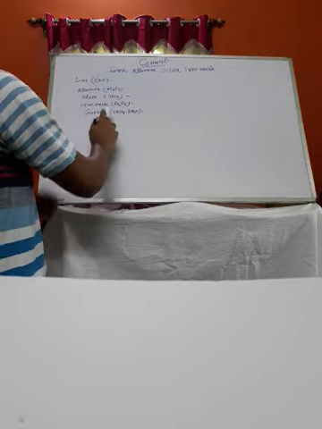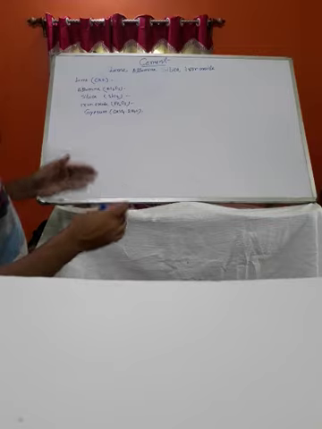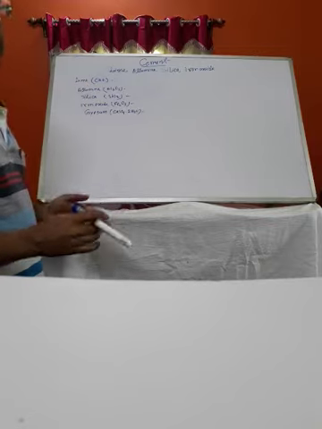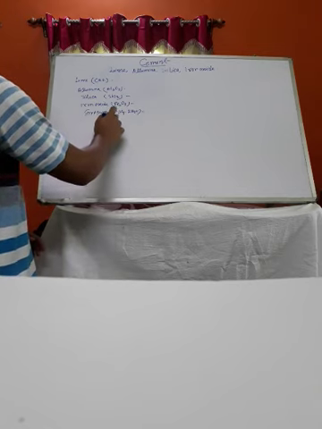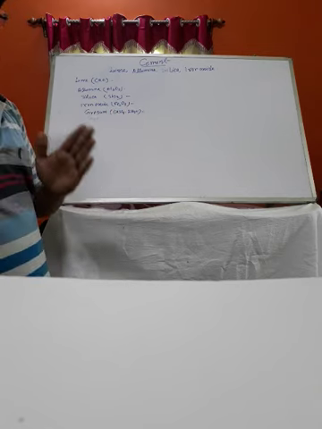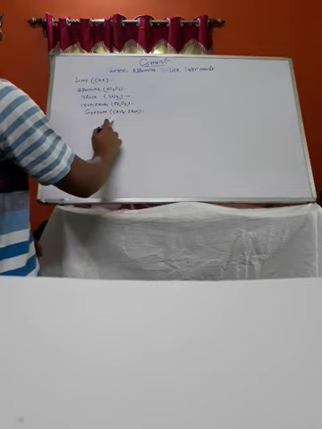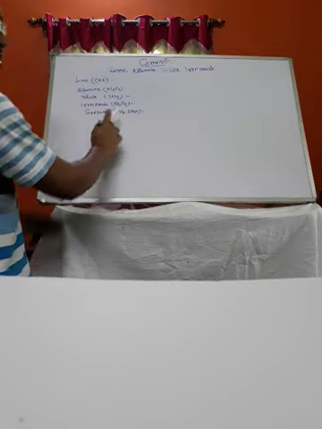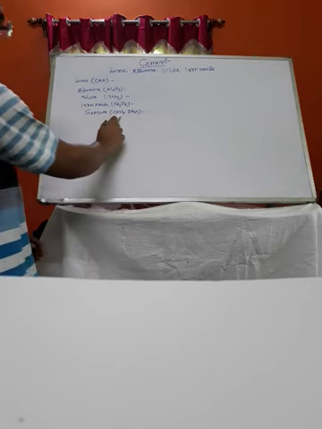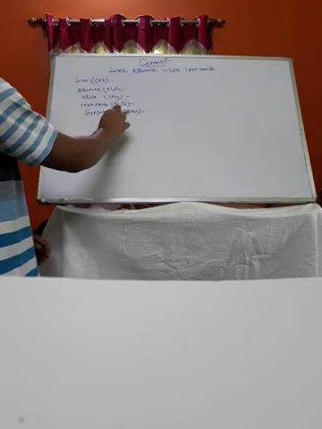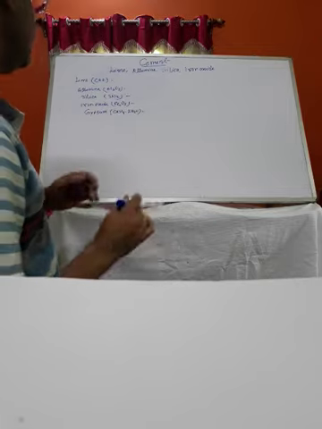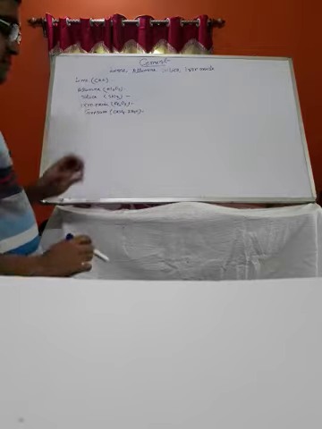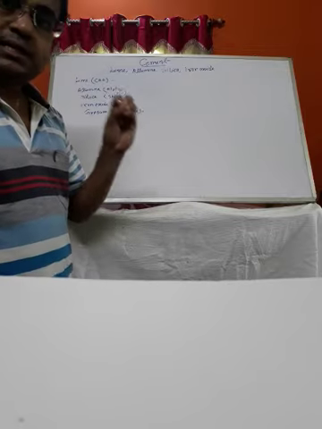Now gypsum. What is the formula of gypsum? The short question from this topic is: write down the formula of gypsum. The gypsum formula is calcium sulfate, CaSO4·2H2O, that is, calcium sulfate with 2 molecules of water. Now gypsum controls the setting time of cement.